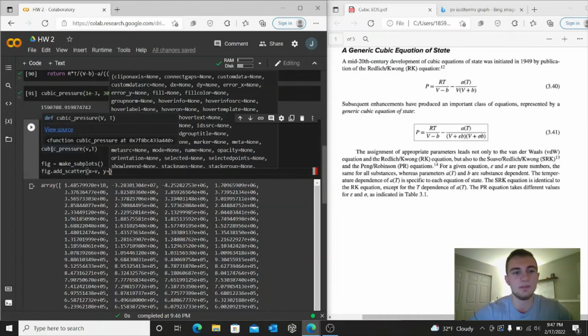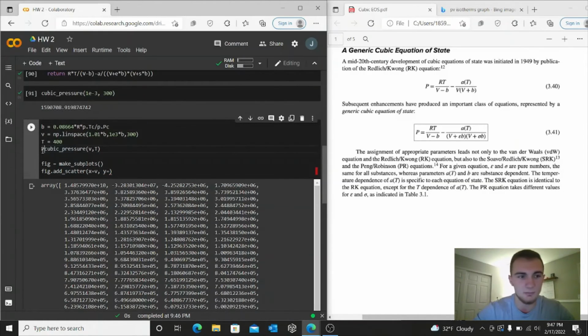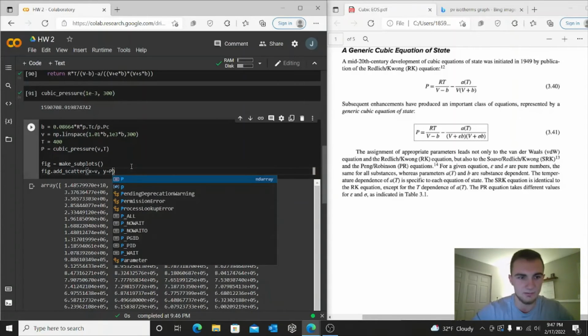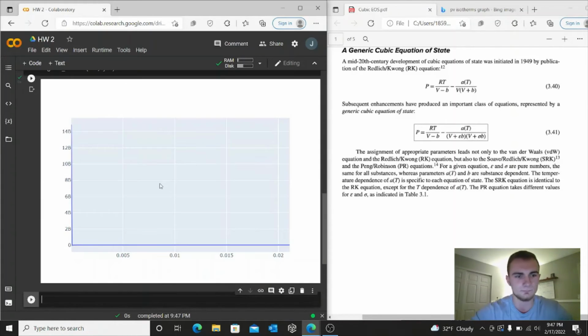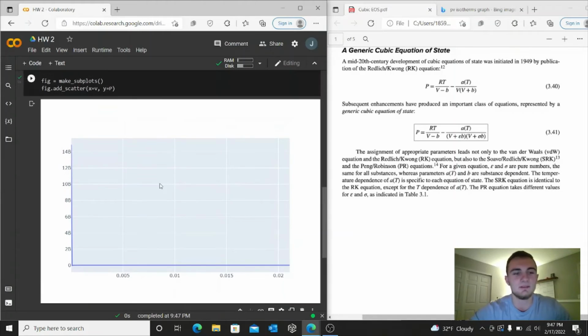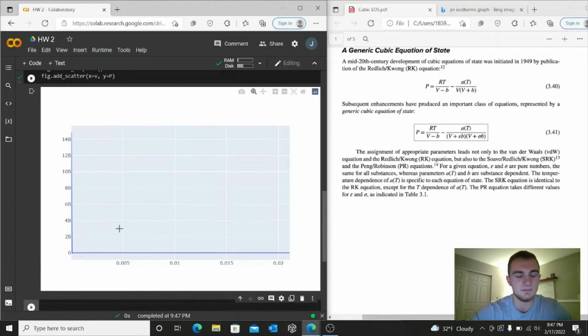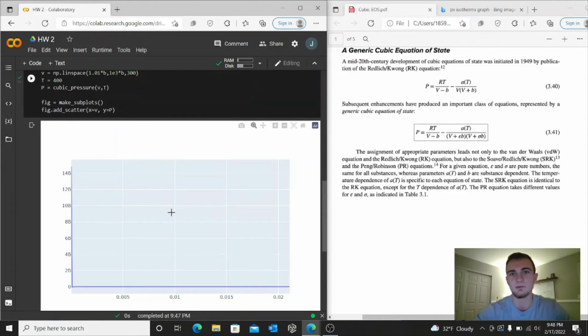So for the pressure here, this is our pressure equation. So I'll just go ahead and unpack this into the variable P. And we can put that on our y-axis. So let's just plot this and see what we're working with. So here is our initial plot. And what we notice here is that we have our values so far spaced out. What we need to do here is turn this into a logarithmic scale, which will squeeze our values closer together so that we can see the data that we're working with.